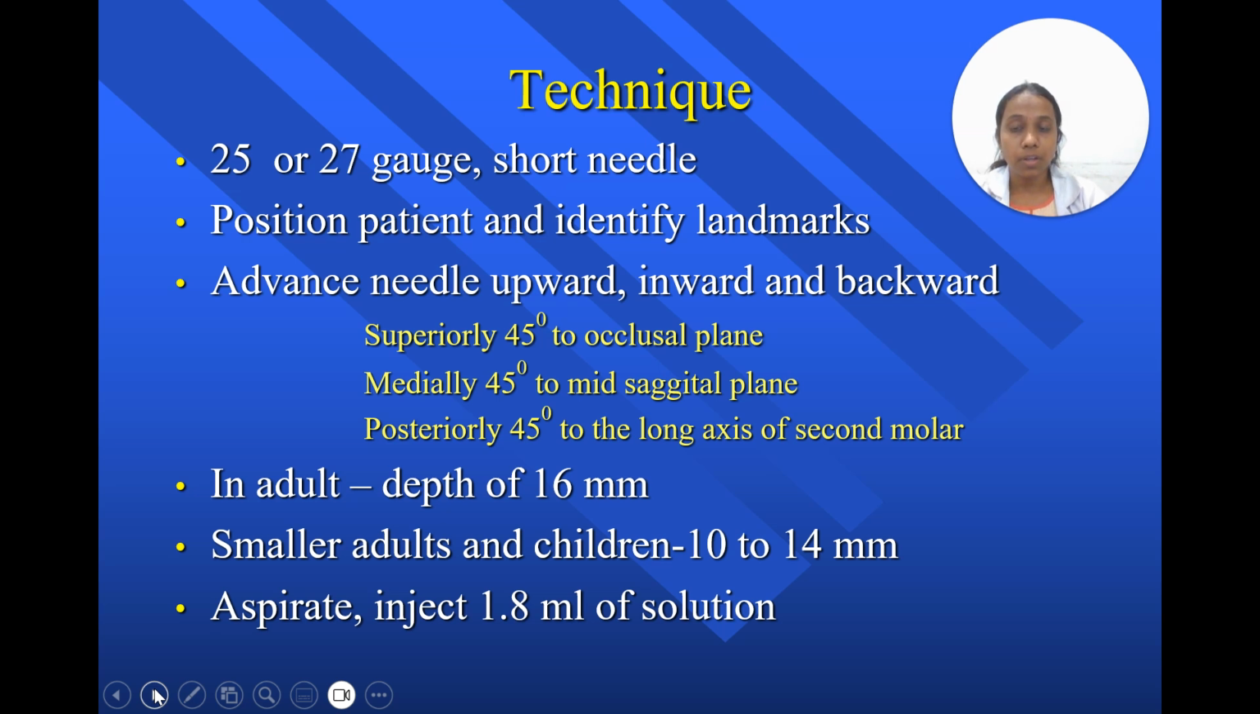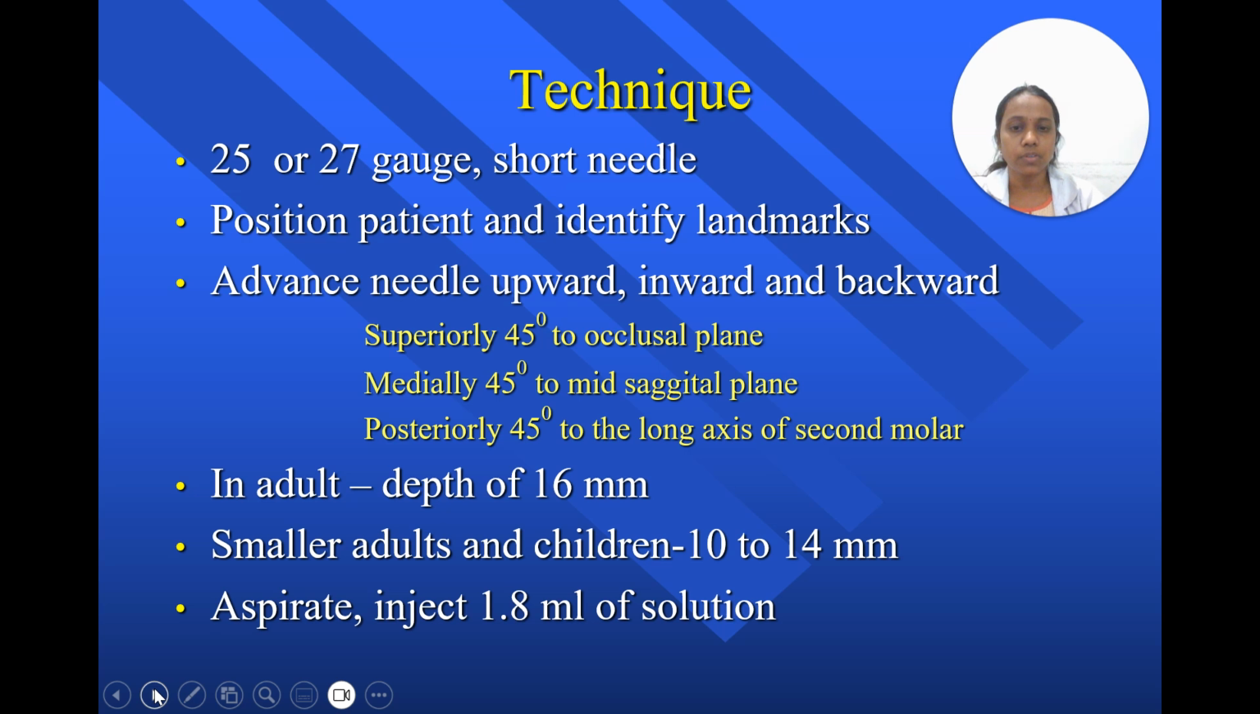Once the landmarks have been identified, load a 2.5 ml syringe with a 25 or 27 gauge short needle, position the patient, identify the landmarks, and then enter the tissue opposite the crown of the second molar and advance it in an upward, inward, and backward direction: superiorly about 45 degrees to the occlusal plane, medially about 45 degrees to the mid-sagittal plane, and posteriorly about 45 degrees to the long axis of the second molar.